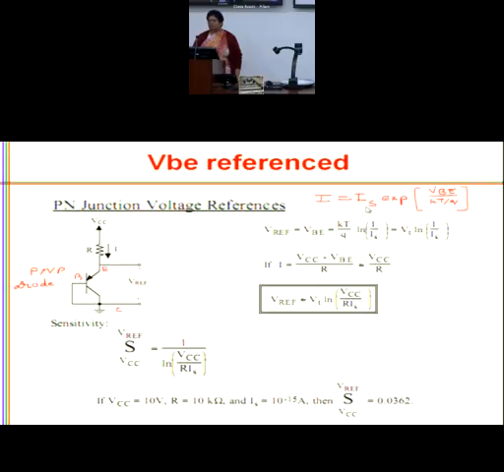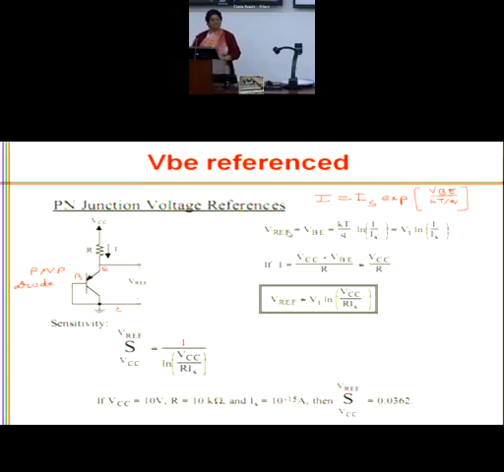I is equal to IS exponential VE by KT by Q. If it is a PNP, this will become V emitter base. Change the polarities accordingly. I have taken a PNP, so it should be emitter base. If it is NPN, this will become base emitter. Clear? So it would be IS exponential V emitter base by KT by Q. You are all aware of this equation.